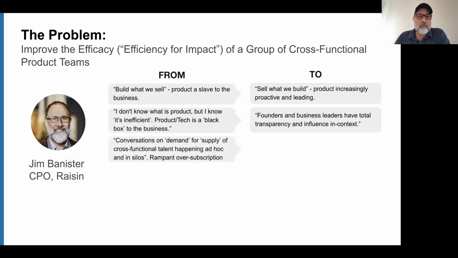Conversations on demand for supply of cross-functional talent happening ad hoc and in silos. And that means rampant oversubscription. That happens a lot. I don't know if that's familiar to some of you guys, but I've experienced this a number of times.